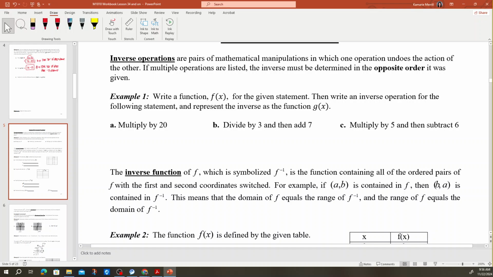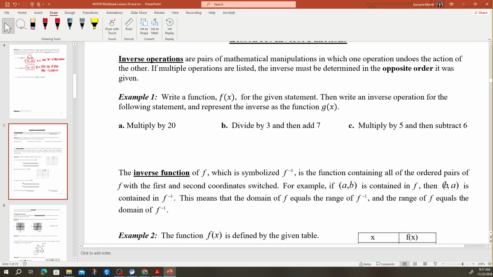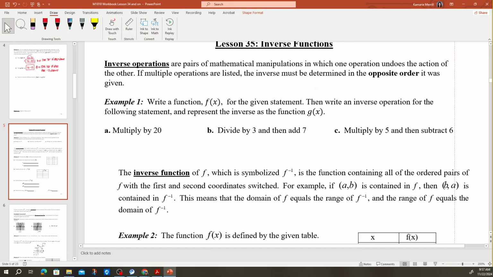And this will make more sense in a little bit. So remember that it's in the opposite order that it was given. Okay. We want to do a couple of these. Write a function f for the given statement, then write an inverse operation for the following statement, and then represent the inverse as a function g.